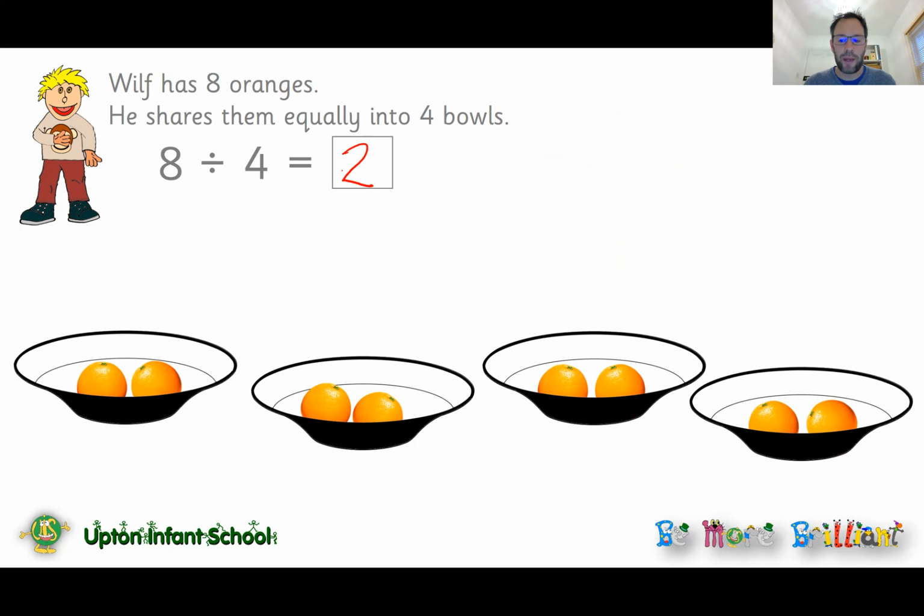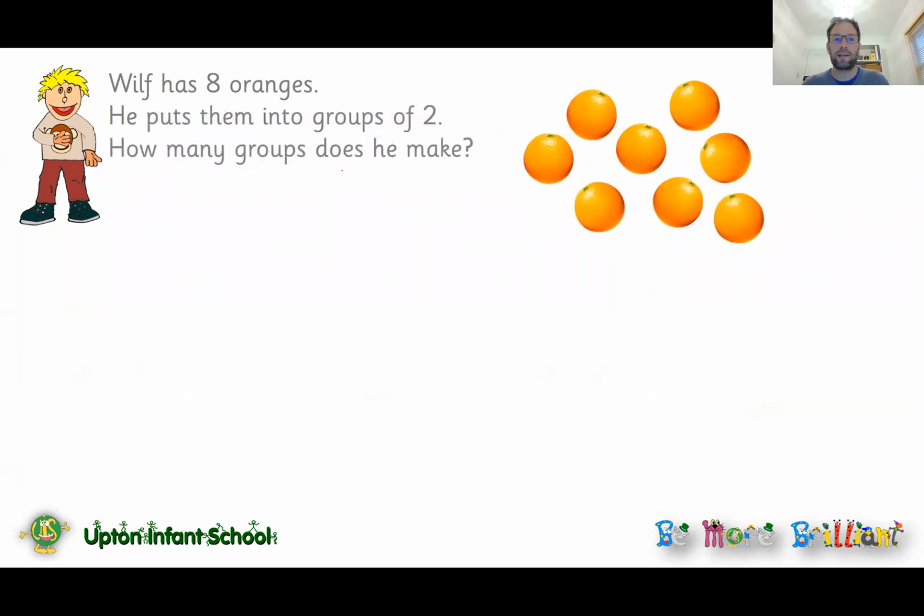So that's sharing. Now we're going to look at this slightly differently. Here's Wilf again. He's got 8 oranges again, but rather than sharing the oranges out equally, this time he's going to put them into groups. So if he was going to put them into groups of 2, how many groups could he make? Now the first thing we need to do is to write down our number sentence. So this time it's 8 divided by 2, that's what we're trying to find the answer to. How many groups of 2 can we make?